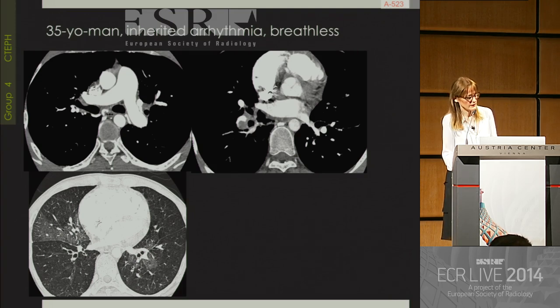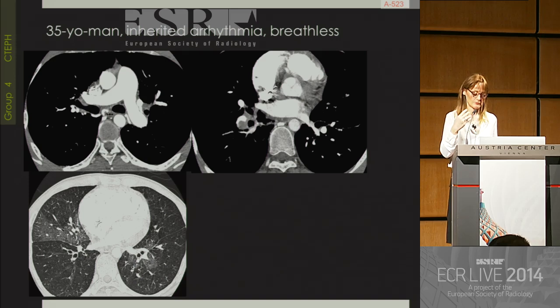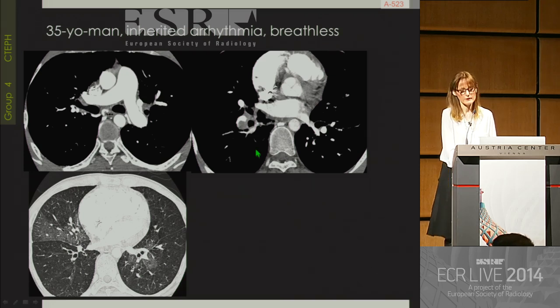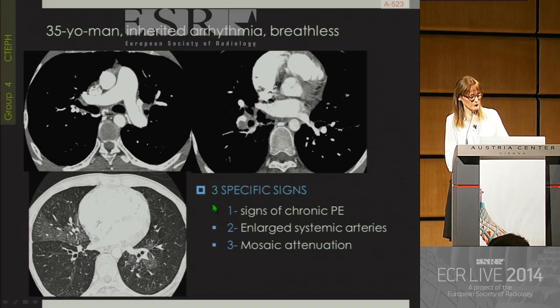This is a case of a patient, again, referred for CTPA for suspicion of pulmonary embolism. This patient has a pacemaker because he has inherited arrhythmia and he complains of breathlessness. Do you think there's PE, acute PE in this patient? Of course not. He has the following 3 specific signs that are related to chronic thromboembolism.